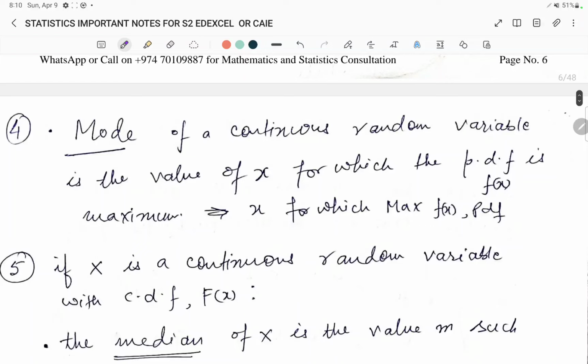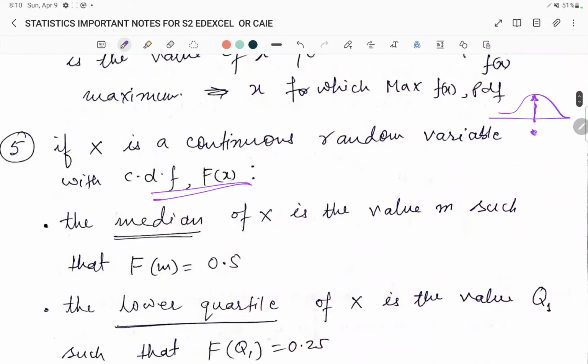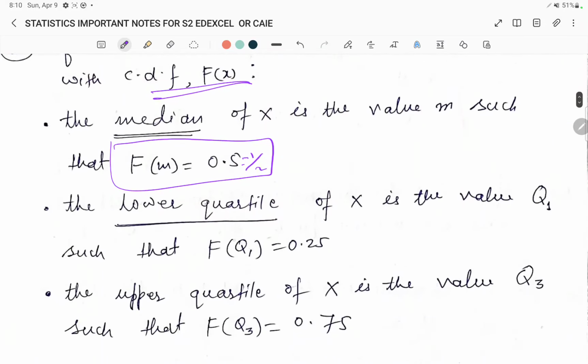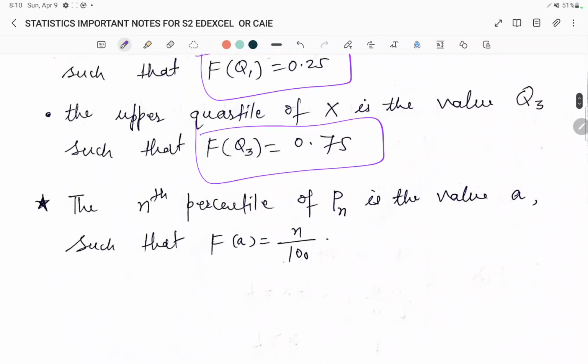The mode of a continuous random variable is the value of x for which the PDF f of x is maximum. We already know the mode is the highest repetition, so here you will get the mode at the value of x for which the probability is maximum. For example, we have this, so this will be our mode because here the probability is max. If x is a continuous random variable with CDF capital F of x, then the median of x is the value of m such that F of m is 0.5, like half. The lower quartile is F of q1 equal to 0.25, the upper quartile is F of q3 equal to 0.75, and the nth percentile Pn is the value of a such that F of a is n over 100.